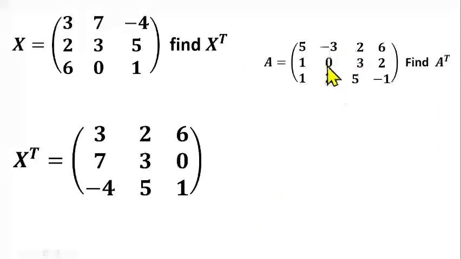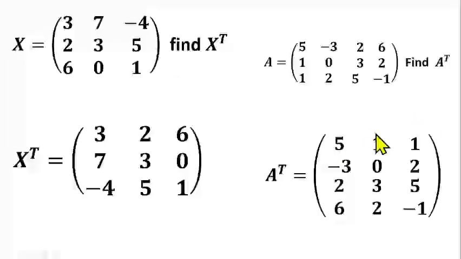Alright, let's see this last question. We have to transpose this matrix as well. So I can change this column to row. So I have 5, 1, 1. This column to row, minus 3, 0 and 2. This column to row I have 2, 3 and 5. This column to row I will have 6, 2 and minus 1. This is going to give us something like this. You have 5, 1, 1, minus 3, 0, 2, 2, 3, 5, 6, 2, minus 1. So like that we have been able to transpose that matrix, as simple as that.